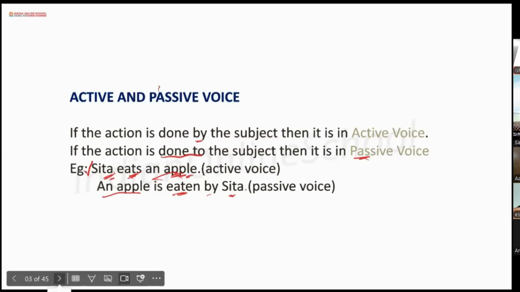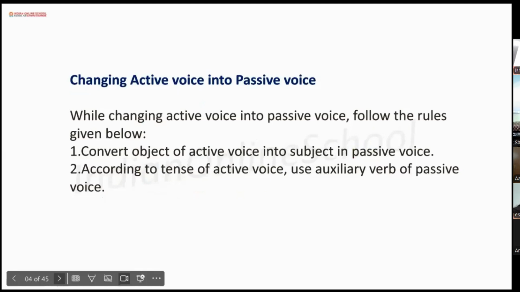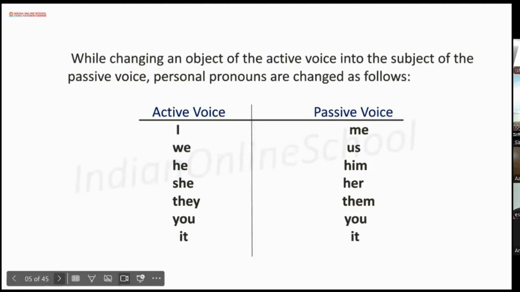Everybody understood? How we are changing the active voice to passive voice is the crisscross rule. The object goes to the place of subject, the subject goes to the place of object. Okay. Now, as you know, we have rules in the grammar. So when you do the active and passive voice change, we have to follow the rules, right? So convert the object of active voice into subject in the passive voice. According to the tense of active voice, you use the auxiliary verb of the passive voice. So always remember that crisscross rule, so everything becomes easy for you. Subject becomes object, object becomes subject.